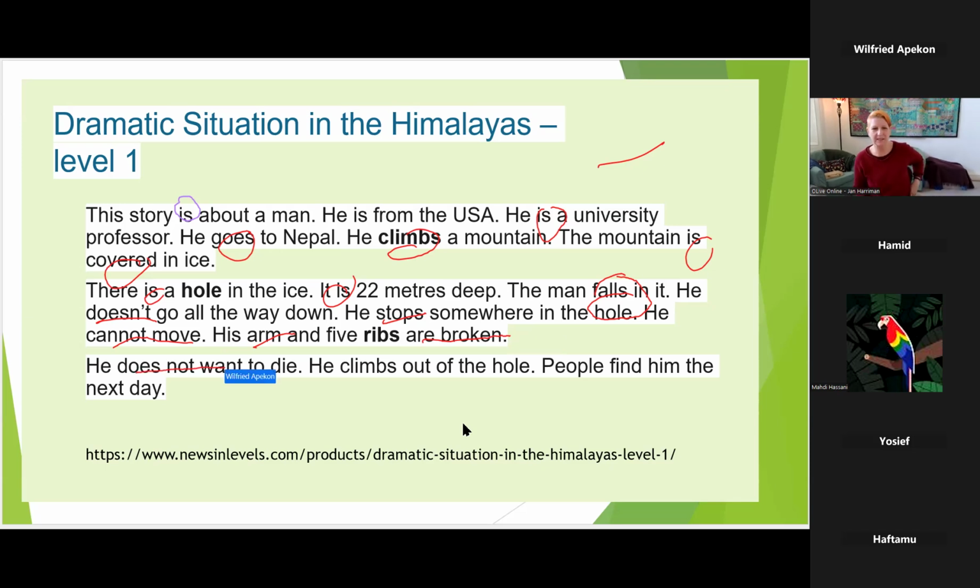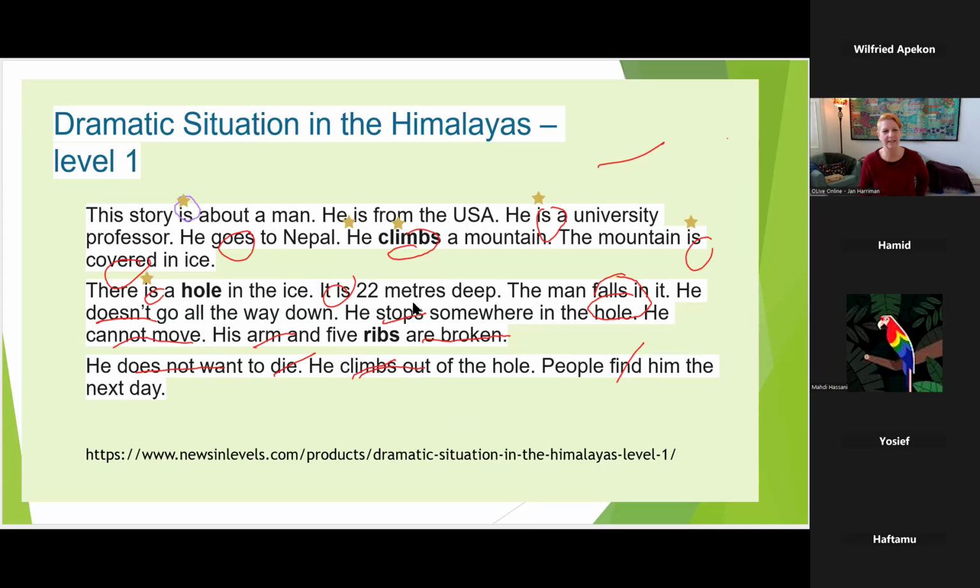These are all simple sentences. The story is about a man. He is from the US. He is a university student. There is a hole in the ice. The mountain is covered in ice.